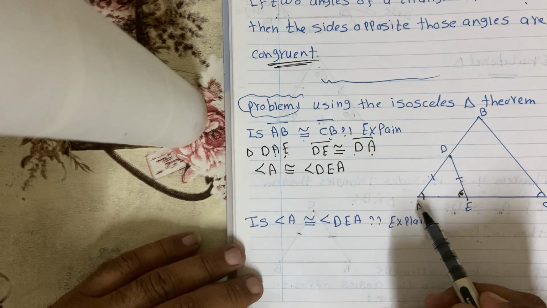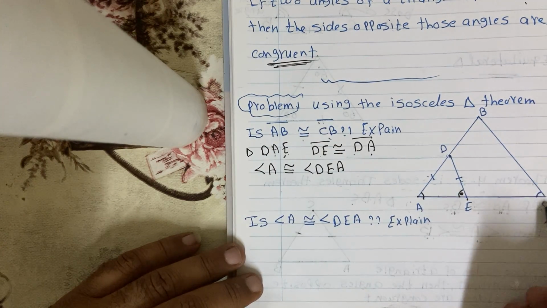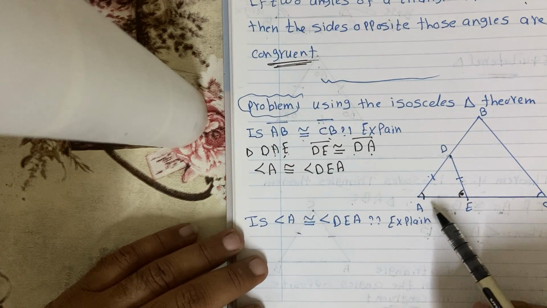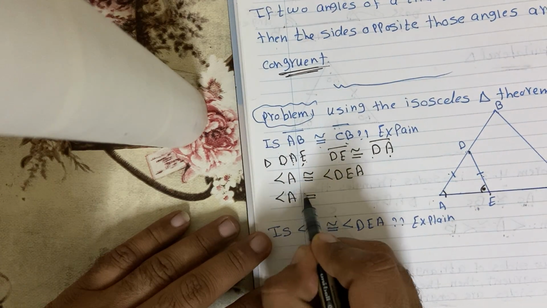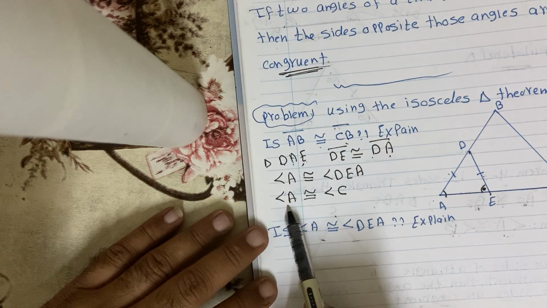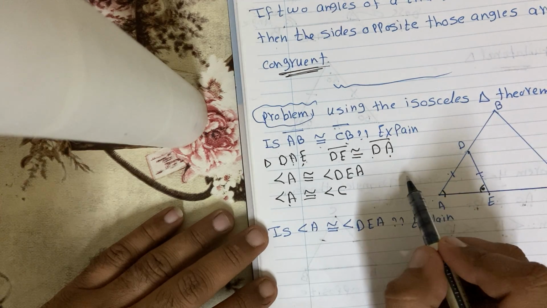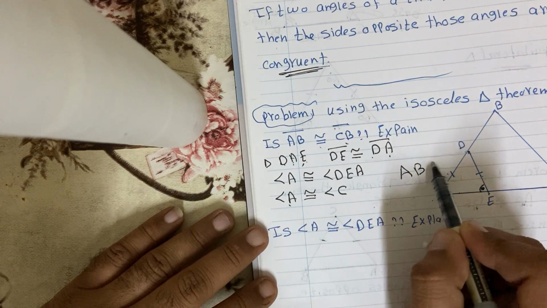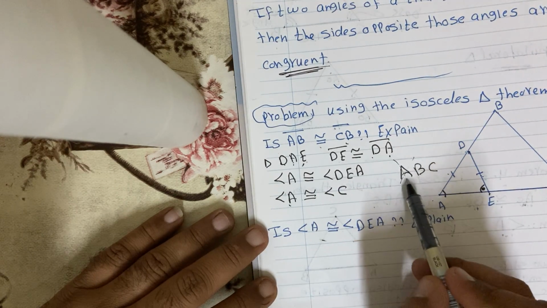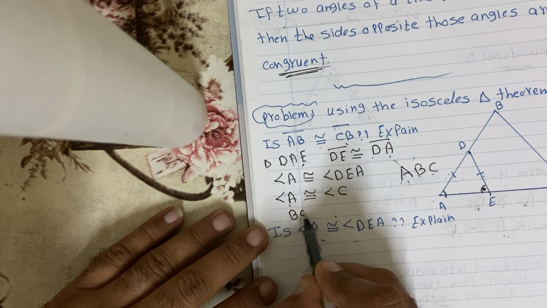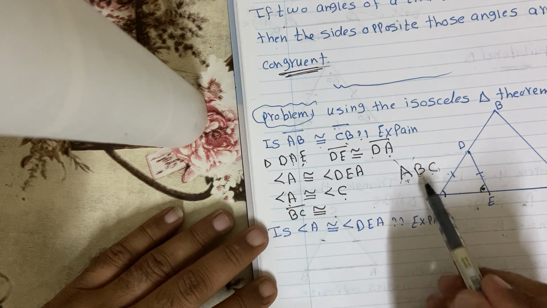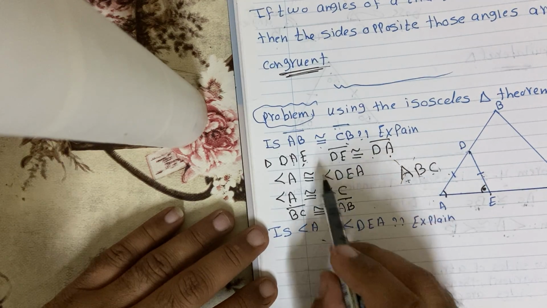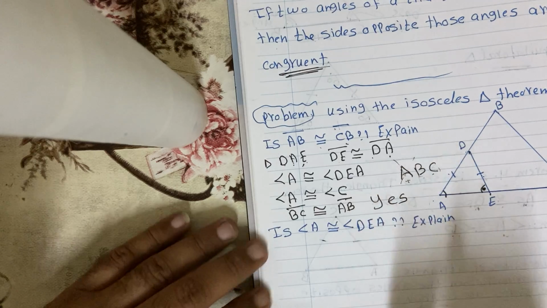Now we have angle A congruent to angle C. Which side is opposite to angle A? Yes, in triangle ABC, the opposite side to angle A, cancel A, you will get BC. So side BC is congruent to the side opposite angle C, cancel C, the opposite side will be AB. So yes, AB is congruent to CB.